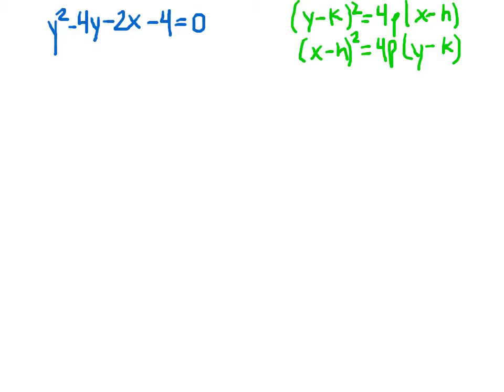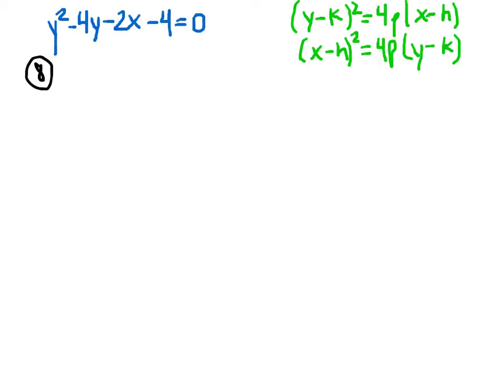Okay, this is problem number, I think this is 8. If I'm wrong, just double check. So we'll call it 8, and it says find the vertex, focus, and directrix of the parabola, and then we need to sketch the graph showing all three of them. So our equation is y squared minus 4y minus 2x minus 4 equals 0.